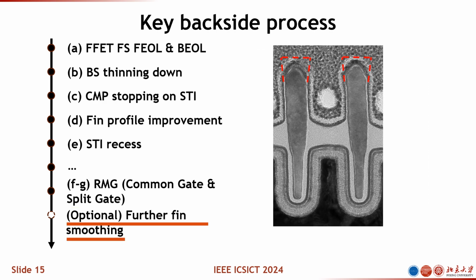And actually, you can do a further fin smoothing process, as you can see here. Now the fin looks more straight, and the profile looks more beautiful. This is just an optional process of further doing the fin smoothing. And eventually, the result you would get is something like this. You have a bottom gate, and you have a top gate, and you have their corresponding transistors formed in this way.